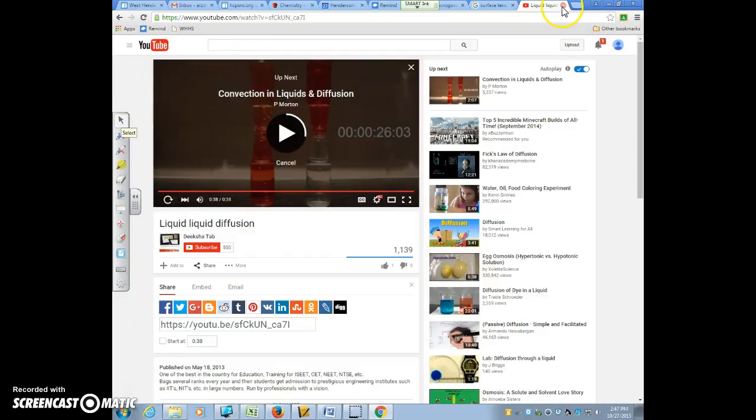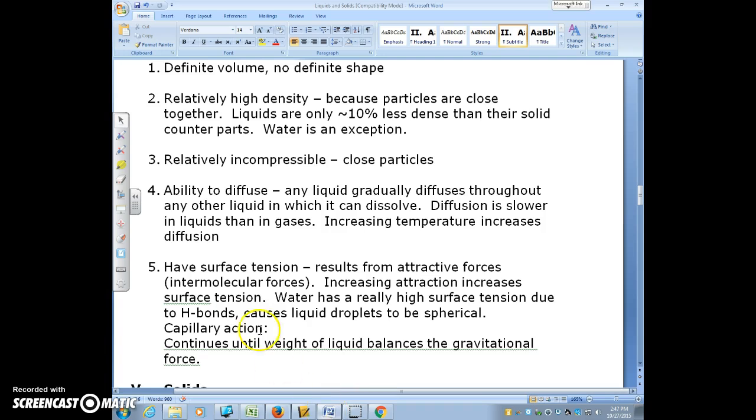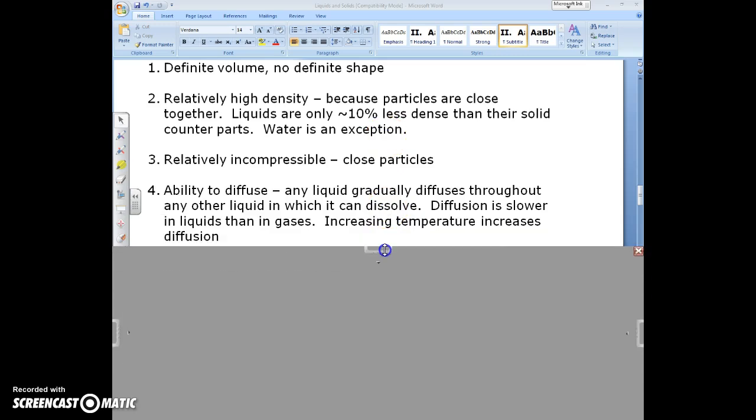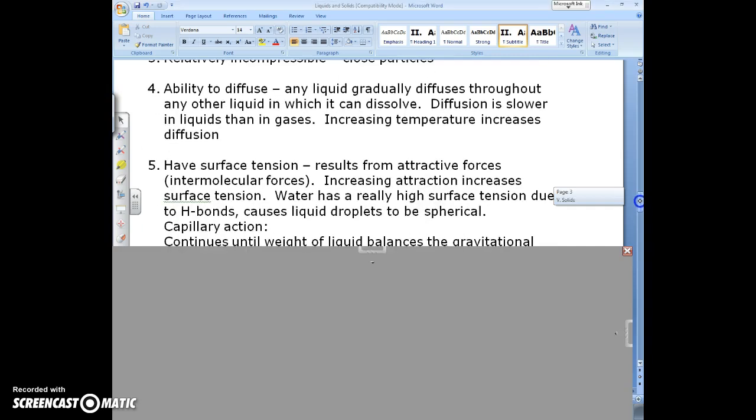All right. So what we have there talks about that ability to diffuse, and you did see that increasing temperature increases diffusion, and that's because the molecules are already moving around. So you have your own little molecular mixer.